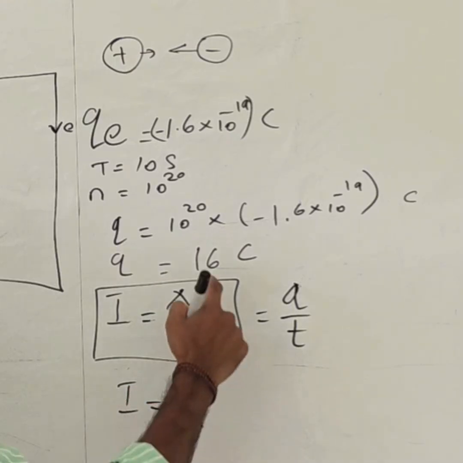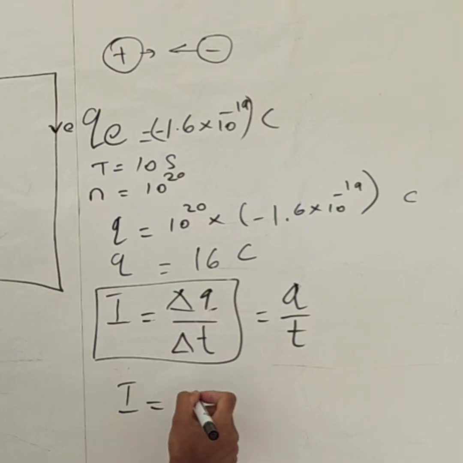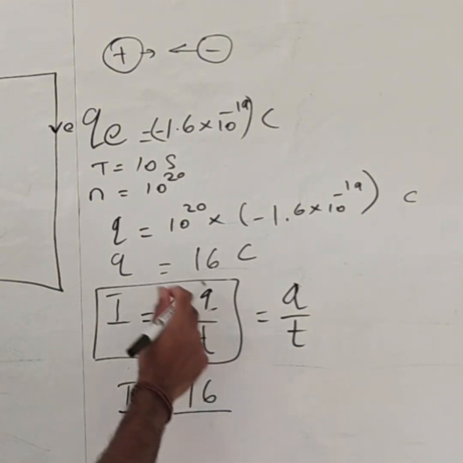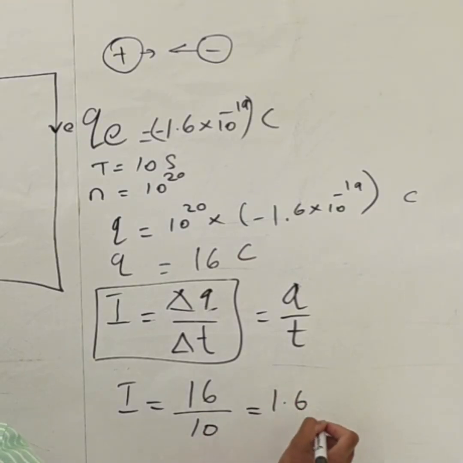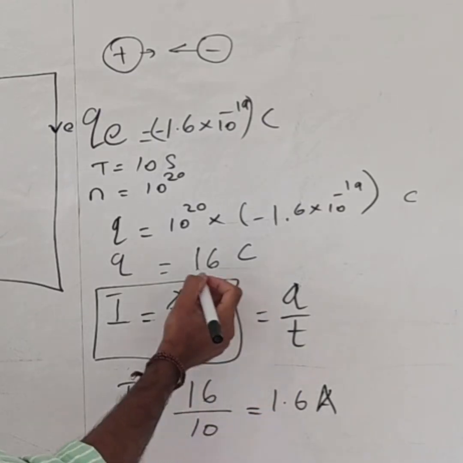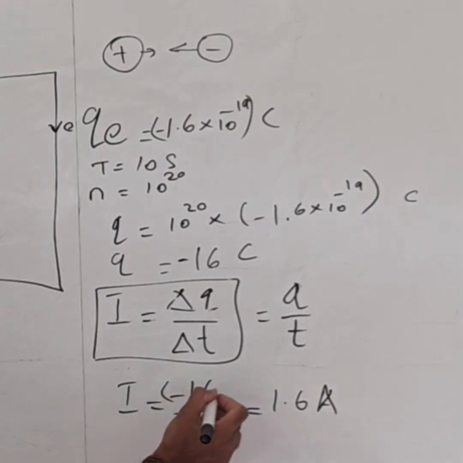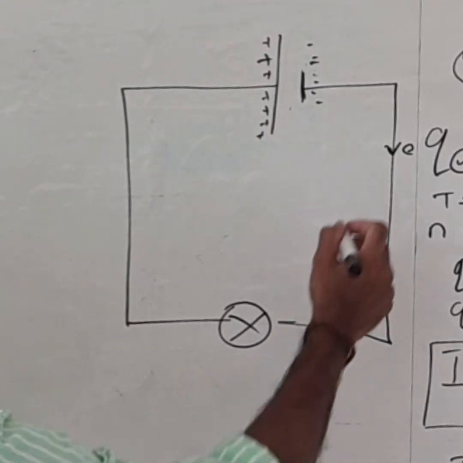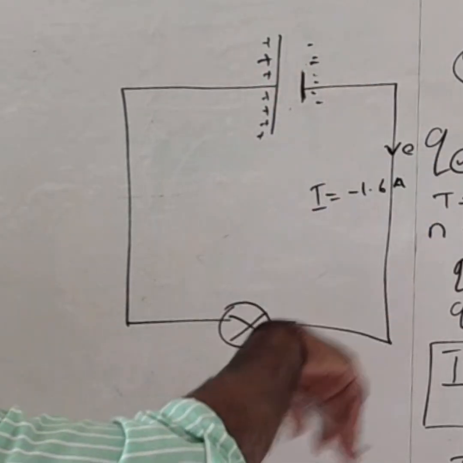So here I is equal to, we already found the total charge transferred during the 10-second period is 16, divided by the time, which is 10 seconds, so 1.6. The unit for the current is ampere, so it is 1.6 ampere. But as we already know, here is a minus, this is minus 16, so minus 1.6 ampere in this direction.